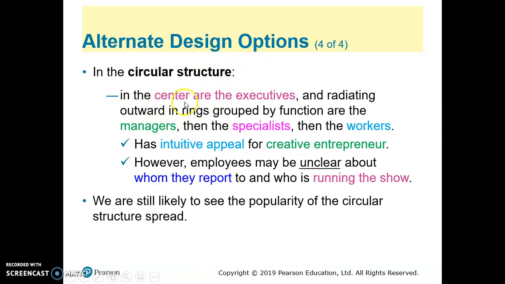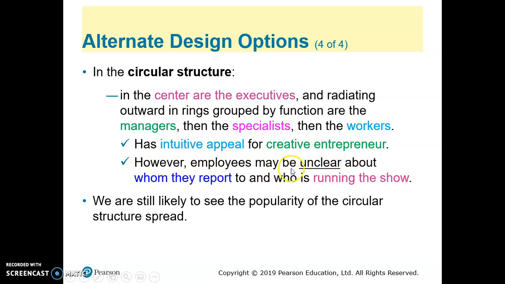Circular structure refers to a structure where the executive is in the center, and rotating around the executive are groups organized by function. The functions are the managers, the specialists, and the workers. So the executive is at the center, and circling around them are managers, specialists, and workers. Basically, that's why it's called circular. At the center is the executive, and on the circle around the executive are managers, specialists, and workers. The circular structure has intuitive appeal, especially for creative entrepreneurs.